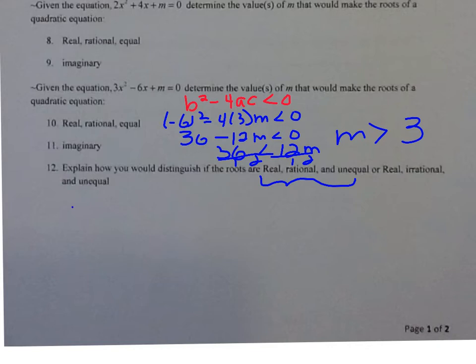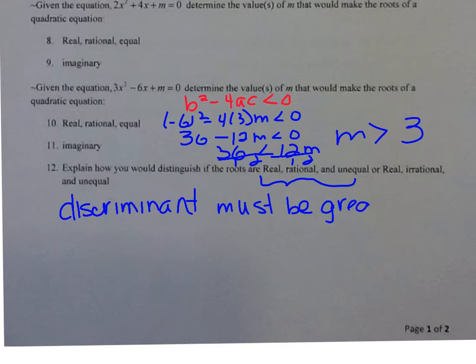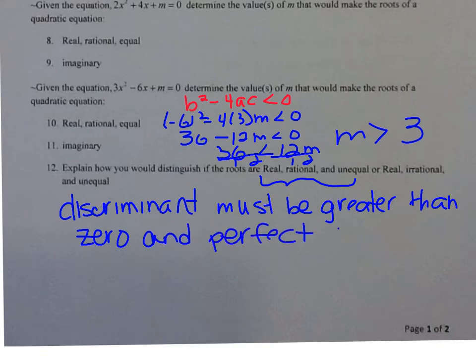So the discriminant, remember that's the number under the radical, must be greater than 0, right? Because then that means it's a positive number. And it has to be a perfect square, because you want to be able to take the square root of it. Because if you can take the square root of a number, it's a rational number. You're going to get a nice whole number.